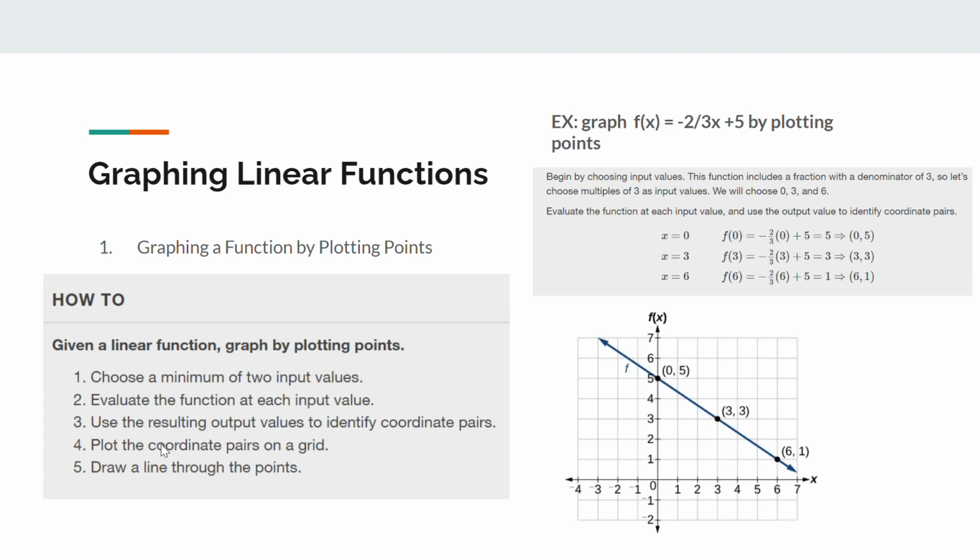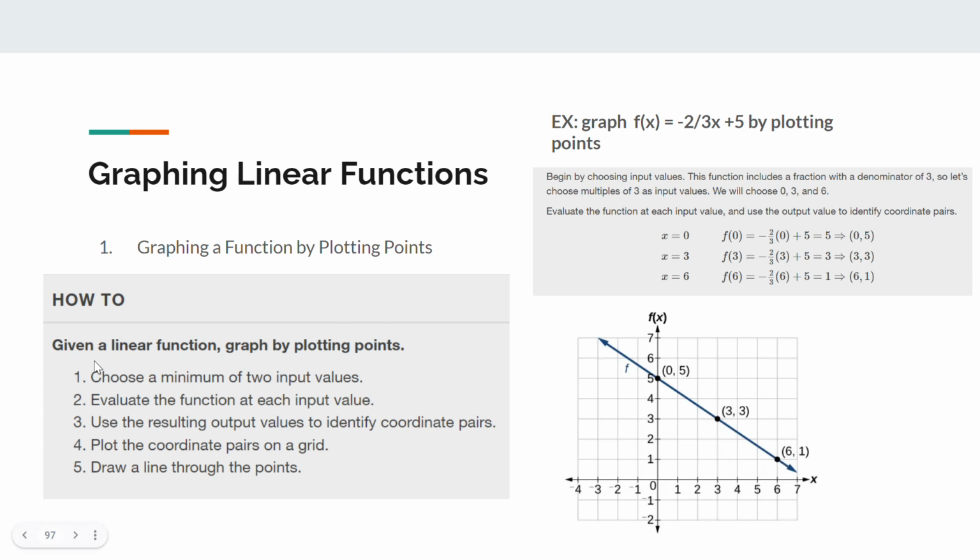So, graphing linear functions. There are basically 3 ways you can graph a linear function. The first will be graphing the function by plotting points. So how do you do that? Given a linear function, you'll first choose a minimum of 2 input values, and then you evaluate the function at each input value. So you get the output value, and then you use the resulting output values to identify the coordinate pairs. Here it gives you 3 points, but really you just need 2.